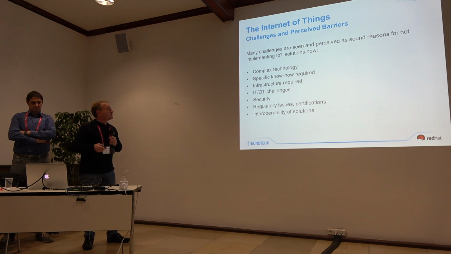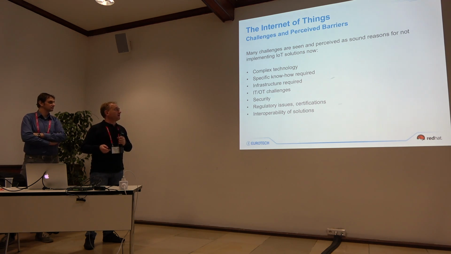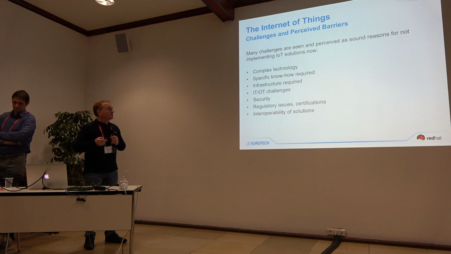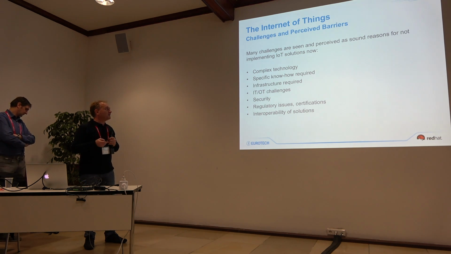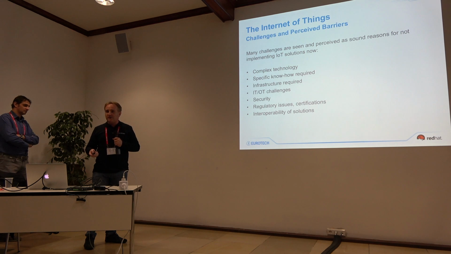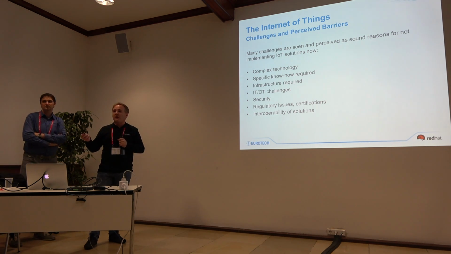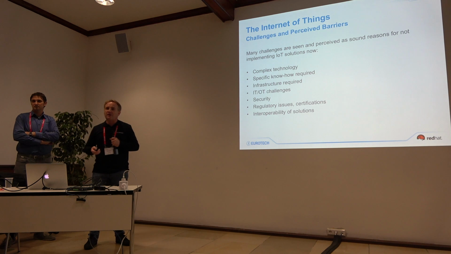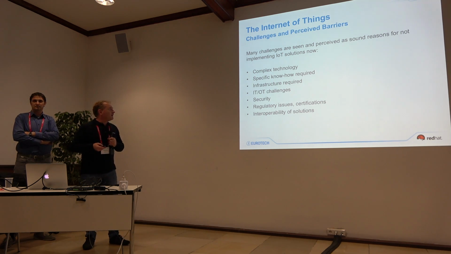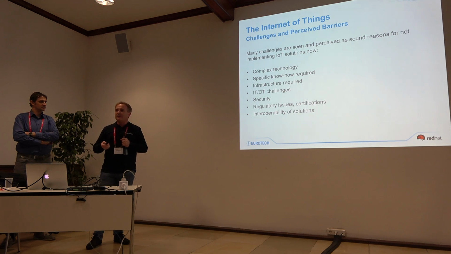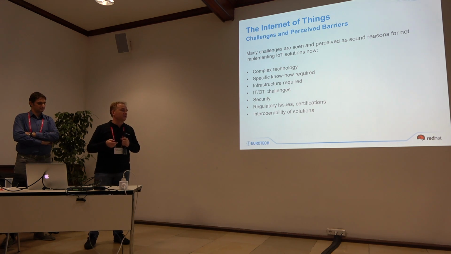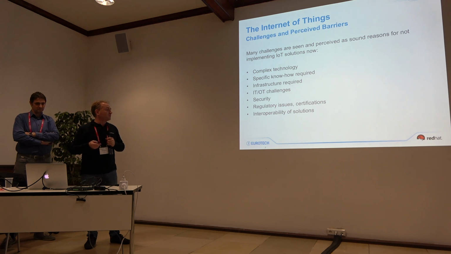So for decision makers, such a scenario could present challenges, and they may perceive barriers. Many challenges sound like reasons for not implementing IoT solutions. So we have a complex technology. We have specific know-how required, so if you don't have the skills in the company, you have to provide them somehow. And you have infrastructure required because of that 24/7 requirement that I just mentioned. You need to provide systems that are up and running continuously and perform perfectly.